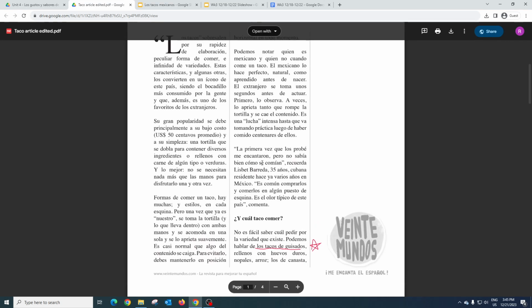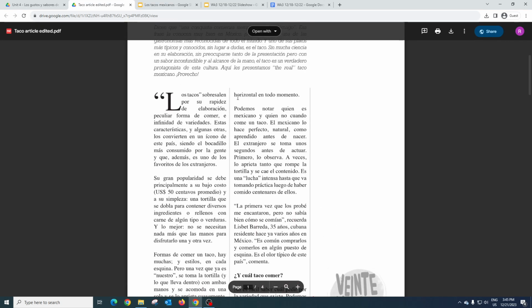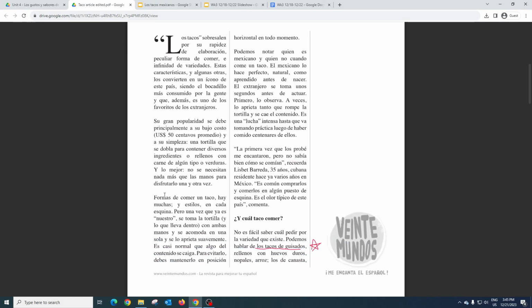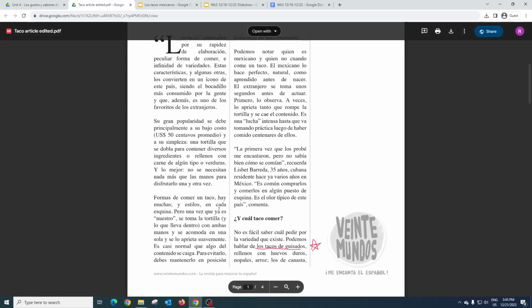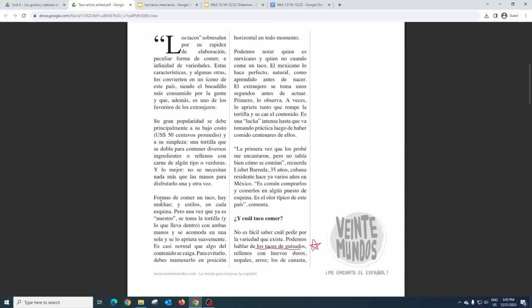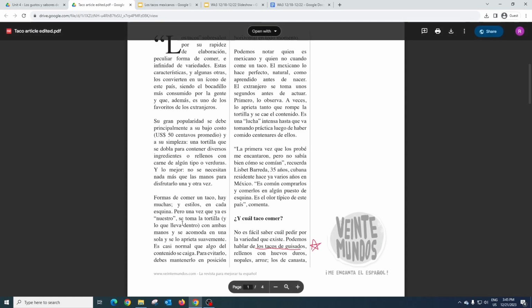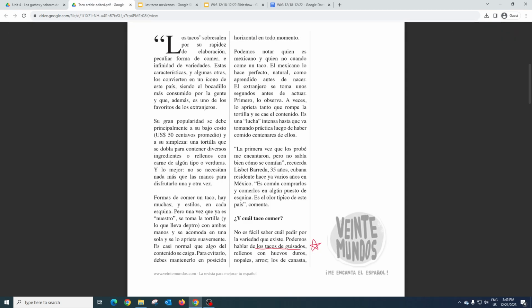The biggest thing I would say is about here, right? It should be: formas de comer un taco. So I'm going to go ahead and re-edit this and add that. Formas de comer un taco hay muchas y estilos en cada esquina. Por una vez que ya es nuestro, se toma la tortilla. Se toma, take la tortilla, y lo que lleva dentro, inside, like el relleno, con ambas manos, both hands, y se acomoda en una sola y se lo aprieta suavemente.